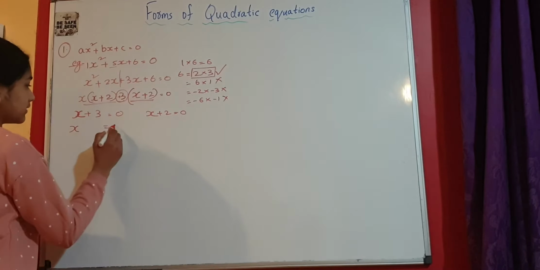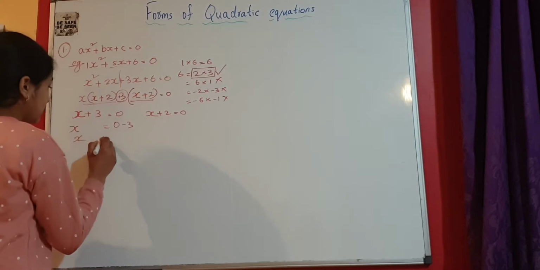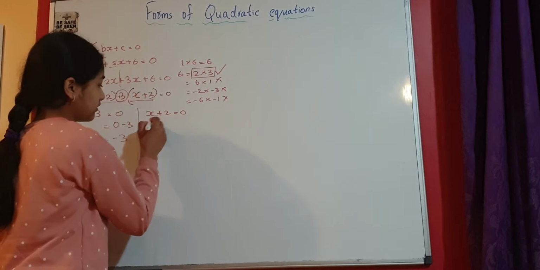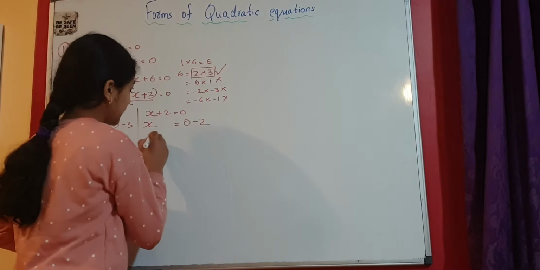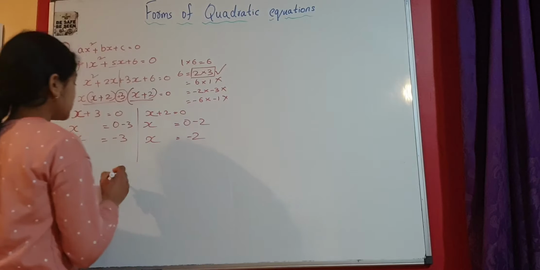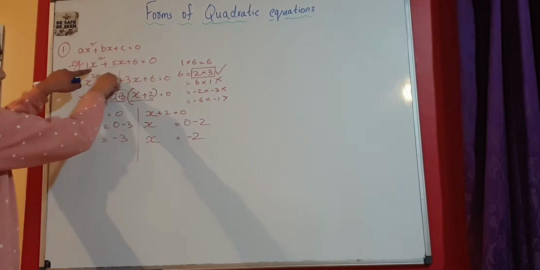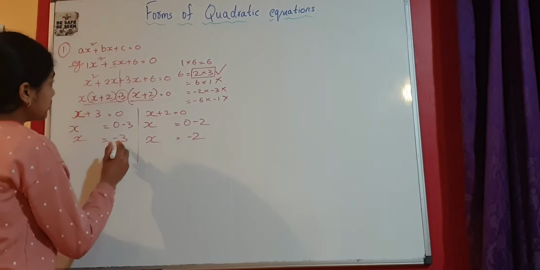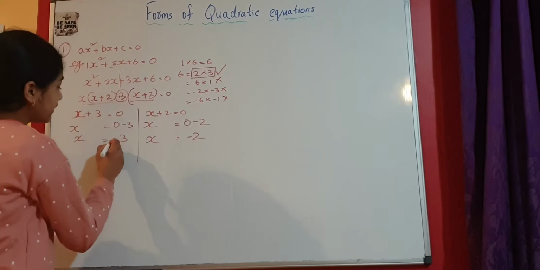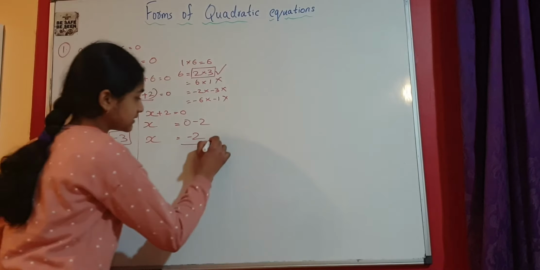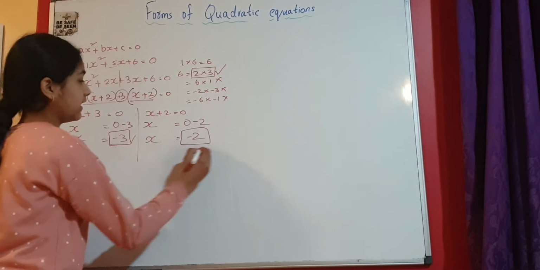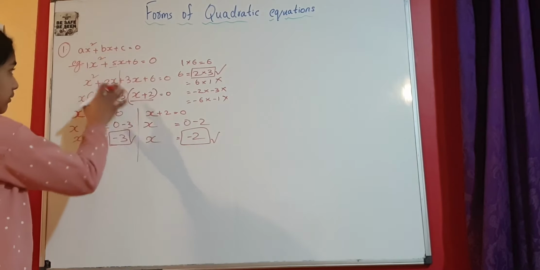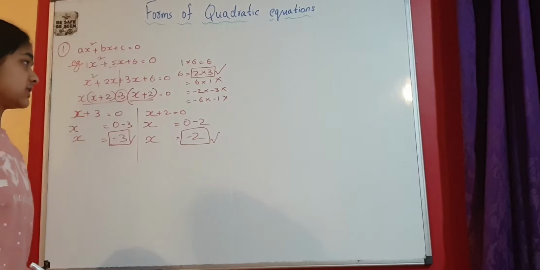If they ask you to find the x, you need to solve it like this. It's very simple. x is equal to 0 minus 3. Then x will be minus 3. Here x plus 2 is equal to 0, x is equal to 0 minus 2, x is equal to minus 2. So quadratic equation in this example, you will get two answers for x. The first one is minus 3 and the second one is minus 2. So this is how you can solve the simple quadratic equation with the help of factorization method.